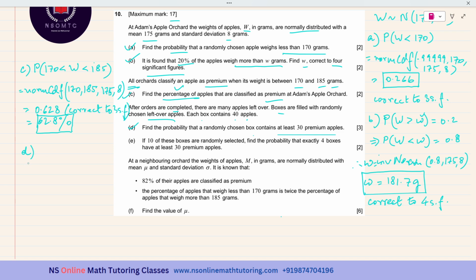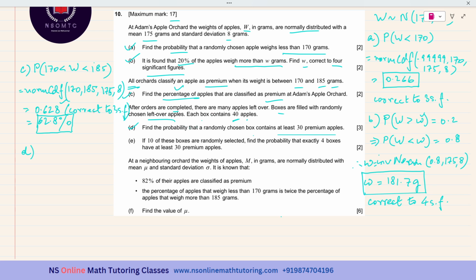Over here, we have boxes, each containing 40 apples, and an apple can be a premium apple or a non-premium apple. So there are only 2 outcomes, premium or not premium. And the number of trials, that means the number of apples in this case, is fixed. It is 40 per box. And the probability of an apple being a premium apple is 0.628. Obviously, I'll not be taking only 3 significant figures. I'll be taking more digits, but this is the probability of success.